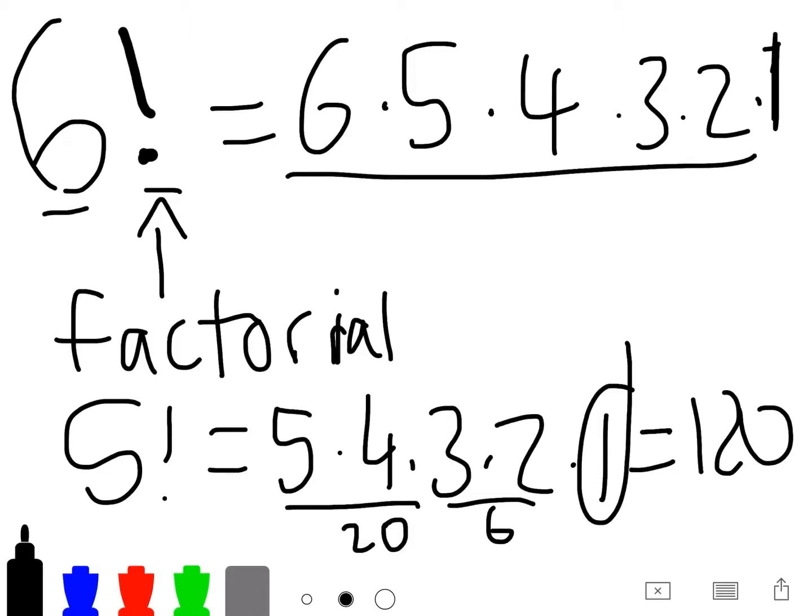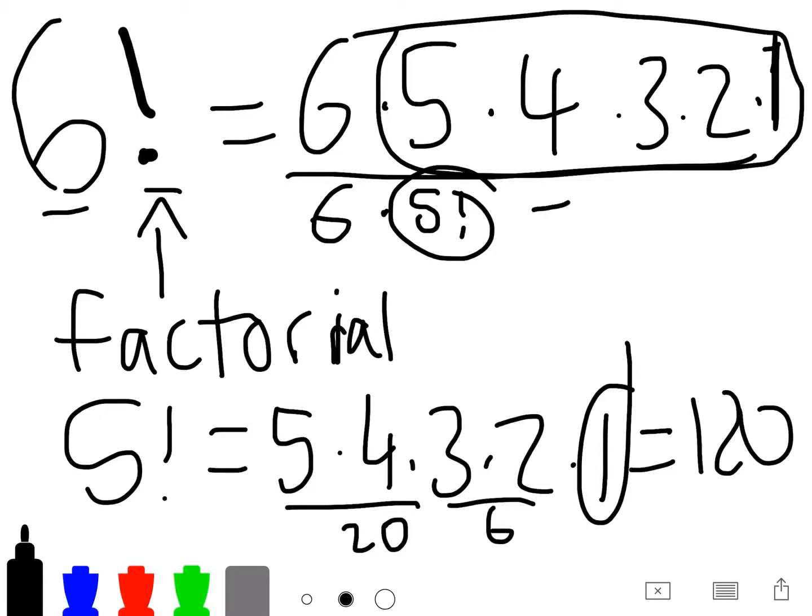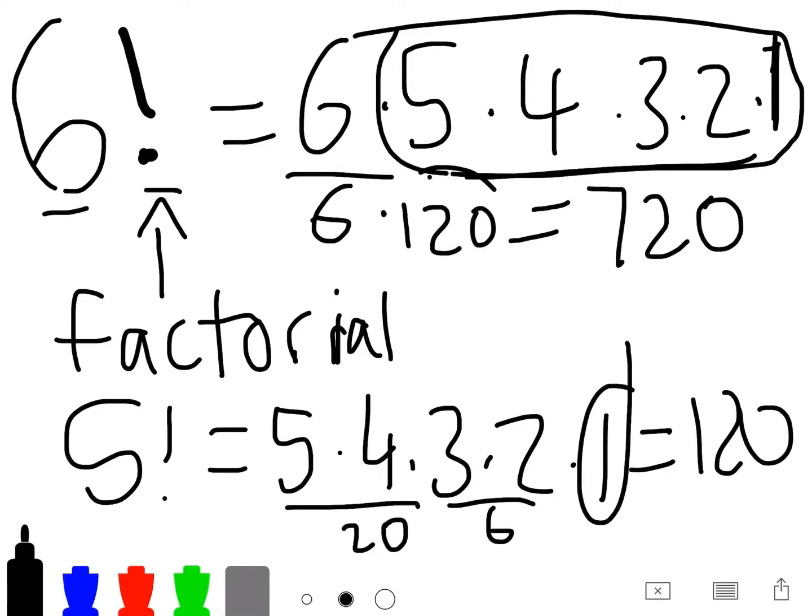Same thing for 6 factorial. We know 6 factorial is 6 times 5 factorial, since 5 factorial is just this whole thing. 5 factorial is just 120, and 6 times 120 is 720.